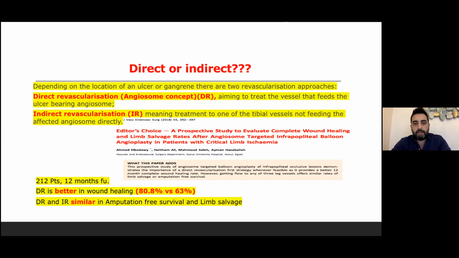In this study, El-Badawi and colleagues compared the direct approach and the indirect approach. This is a current and very well designed study. In this study, they followed 212 patients for 1 year, and they found that direct revascularization is significantly better in wound healing, and direct and indirect revascularization are similar in amputation-free survival and limb salvage.